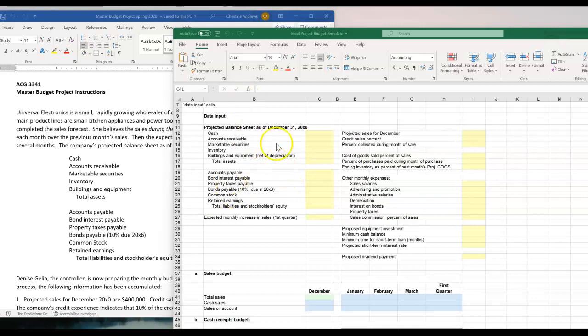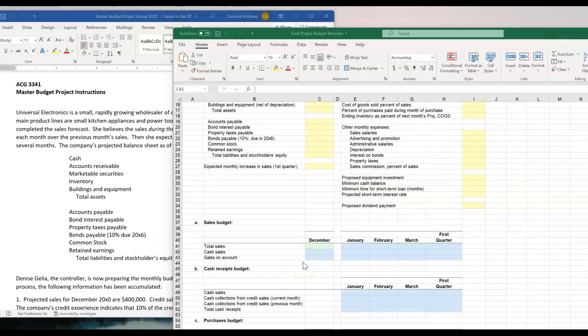Alright, so what I have open here is the budget template, and we've got a projected balance sheet here, and then a whole bunch of places to put our December sales, what percent are on credit, what percent is collected during the month of sale, what is our cost of goods sold percentage, purchases paid during the month, etc. Okay? And then this follows in the same order that we do a budget and that we did in class.